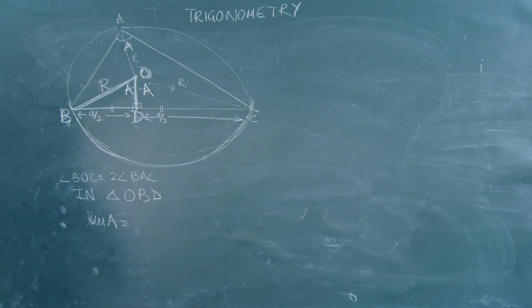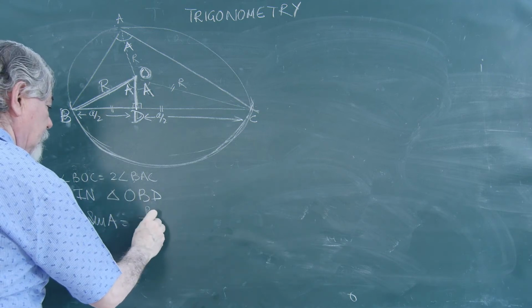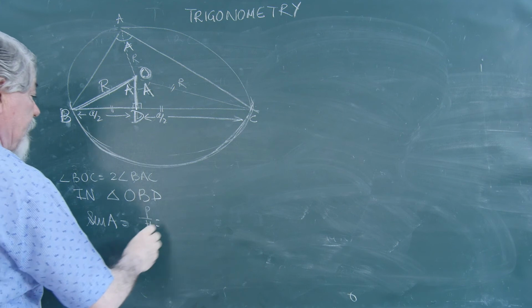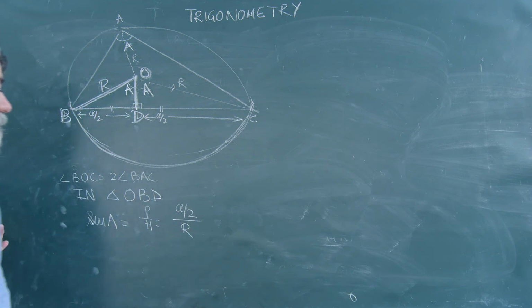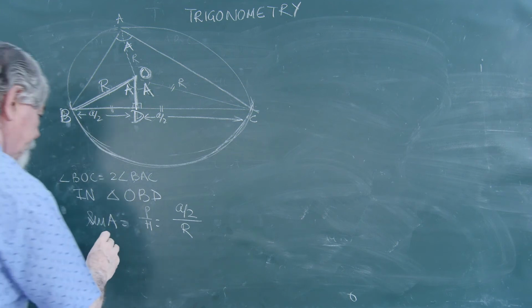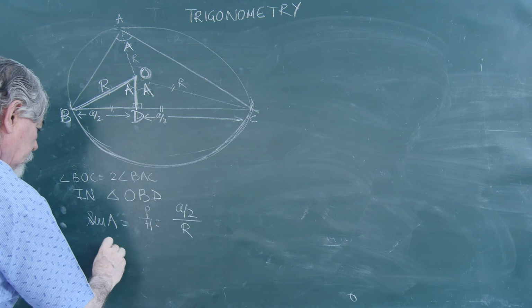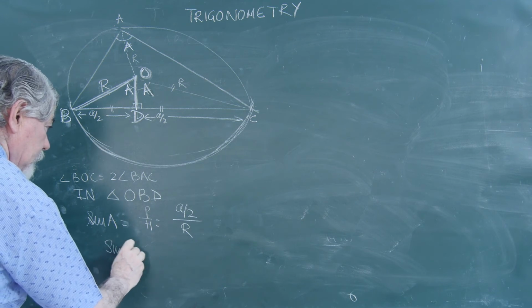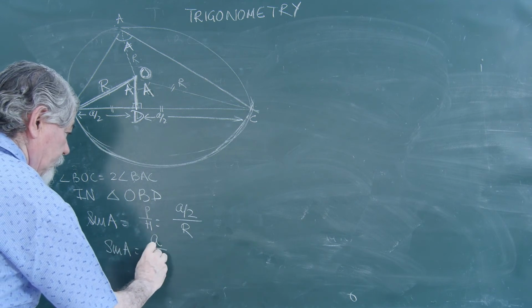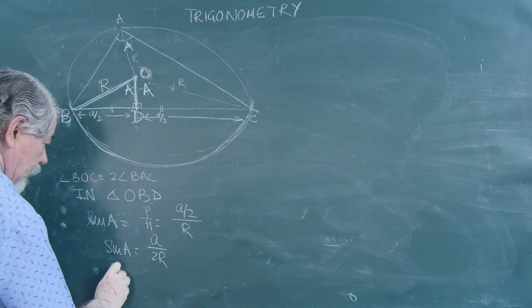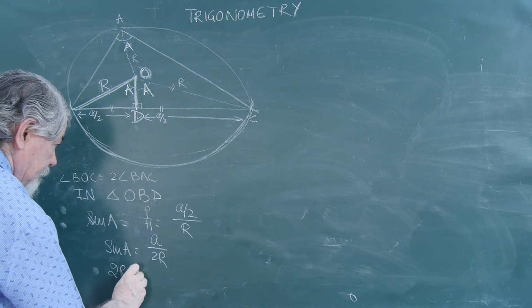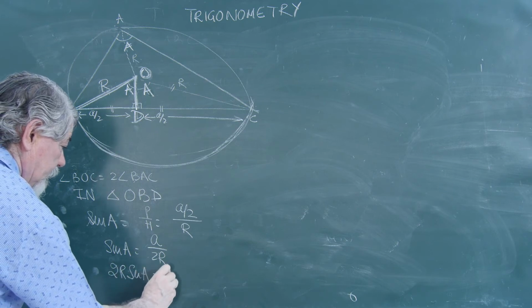Sine A is perpendicular upon hypotenuse. What is the perpendicular? A upon 2. Hypotenuse is R. So what can I write? Sine A will be equal to A upon 2R, or I can write 2R sine A is equal to A.